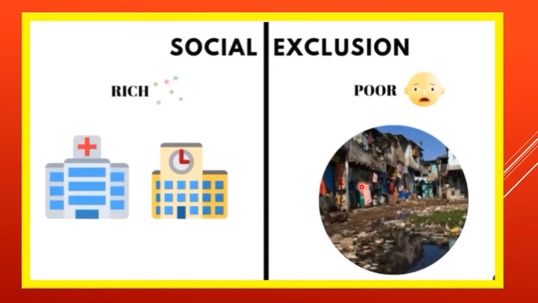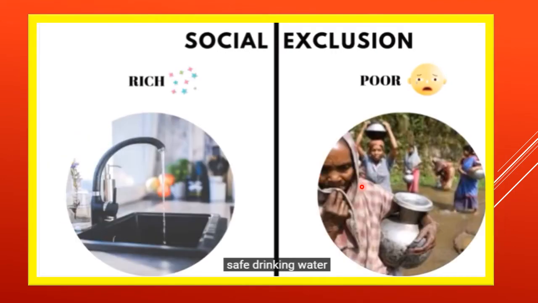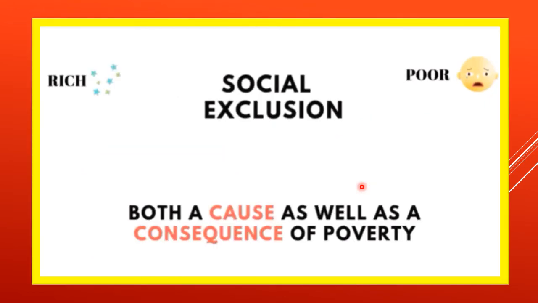The facilities that the rich enjoy, like the medical facilities, the schools, the hospitals, whereas the poor are unable to avail these facilities. The poor are even deprived of safe drinking water due to social exclusion. Now, social exclusion is both a cause as well as a consequence of poverty.